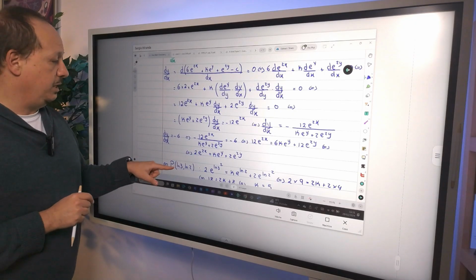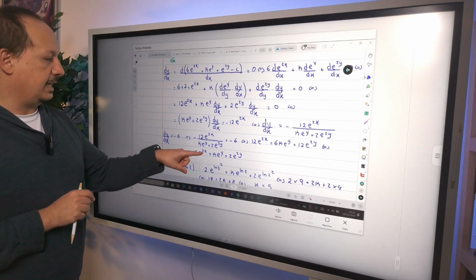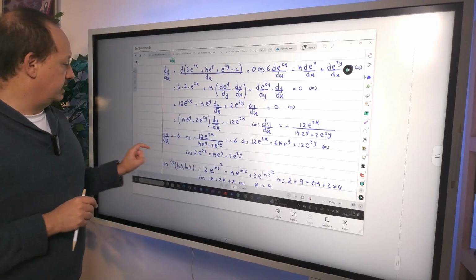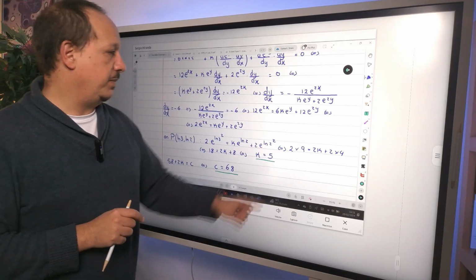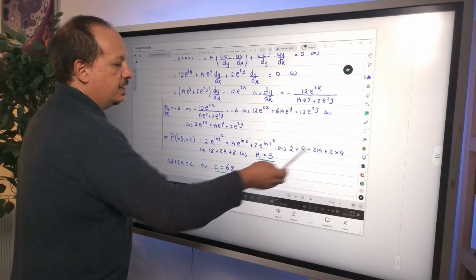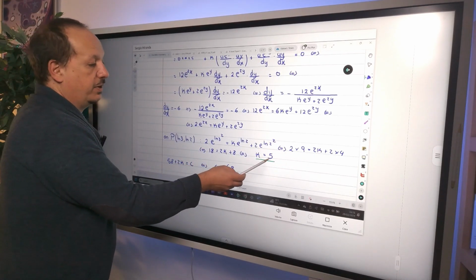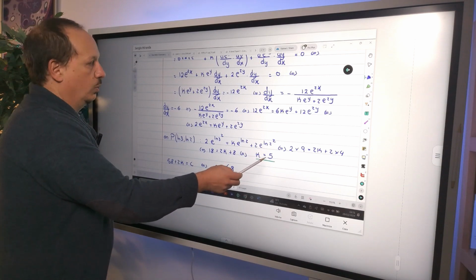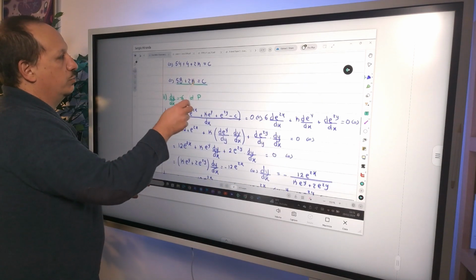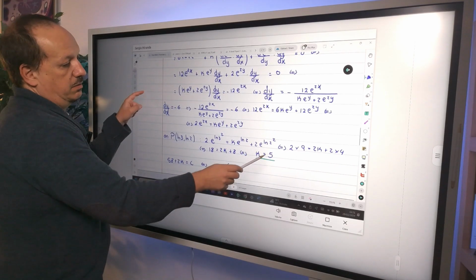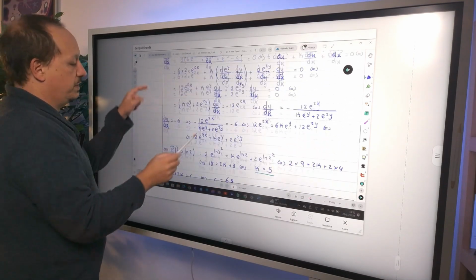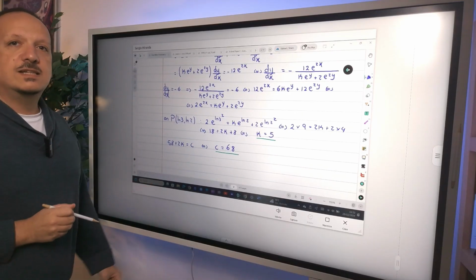Now, on point P, you must substitute the x and the y by the coordinates. That's what I did, and simplify it. Eventually, with this, I can get the value of k, which is 5. Once I know this, I go to the result of the previous part, substitute k by 5, and I get the value of c, which is 68.